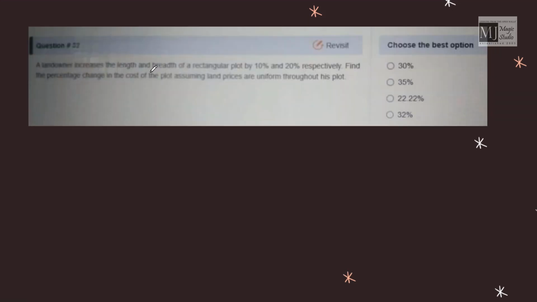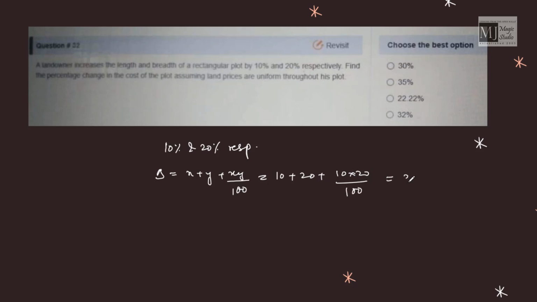A landowner increases the length and breadth of a rectangular plot by 10% and 20% respectively. Find the percentage change in the cost of the plot, assuming land prices are uniform throughout the plot. That means we are just dealing with the net change in the area. Net change, as we have seen, is given by x plus y plus xy by 100. That would be 10 plus 20 plus 10 into 20 by 100, which is 32% increase.